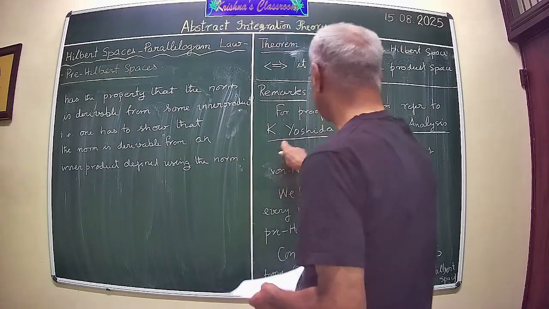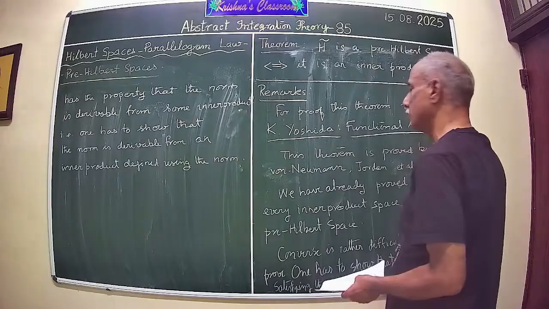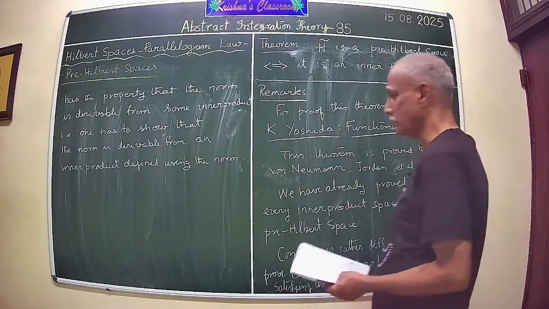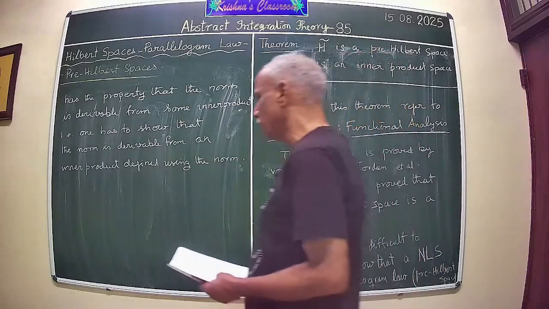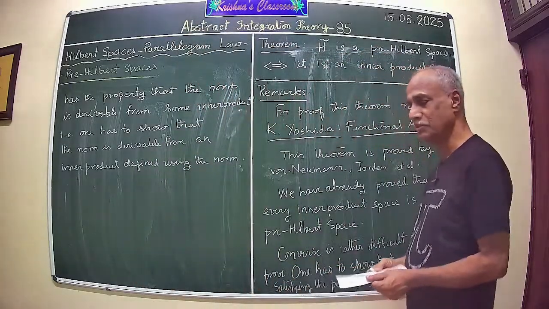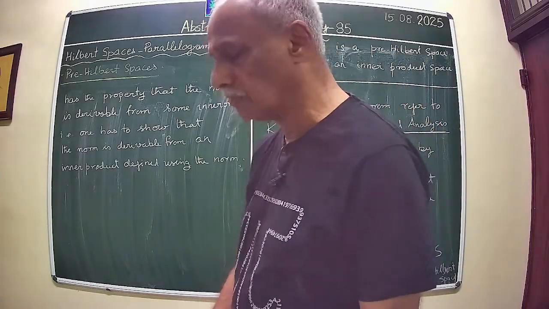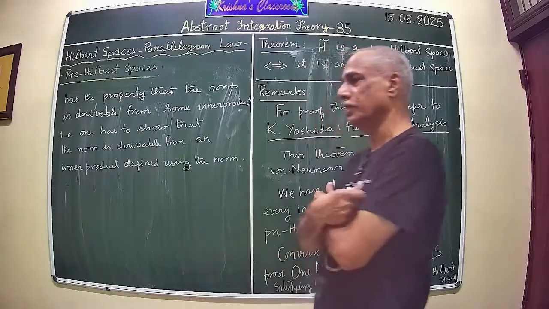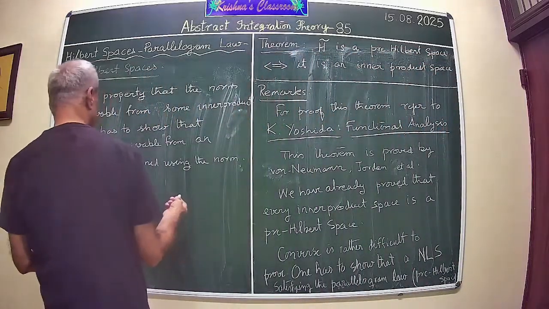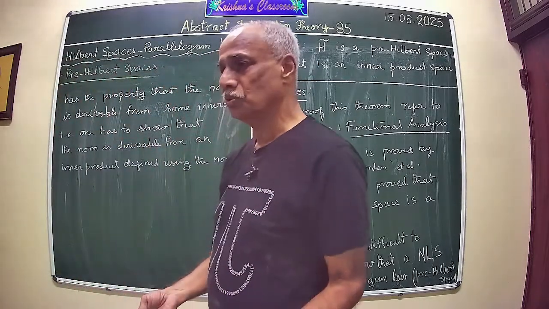So you can get all the details in the marvelous book on functional analysis by K. Yoshida, which is a classic. One should necessarily have a look at it. It is packed with a lot of information, and such beautiful theorems are proved. So I leave the proof and the details for you to look into Yoshida.